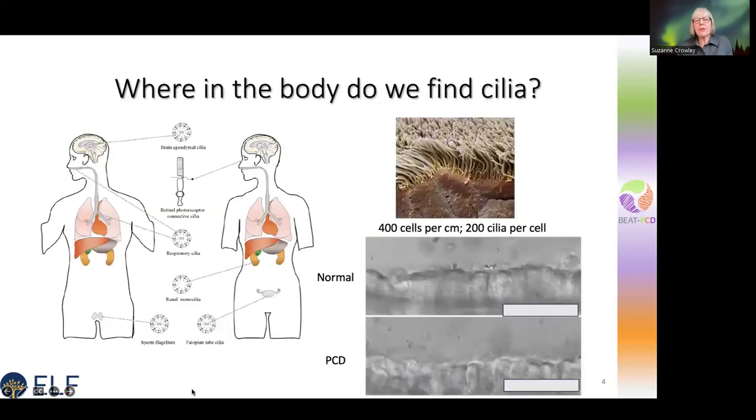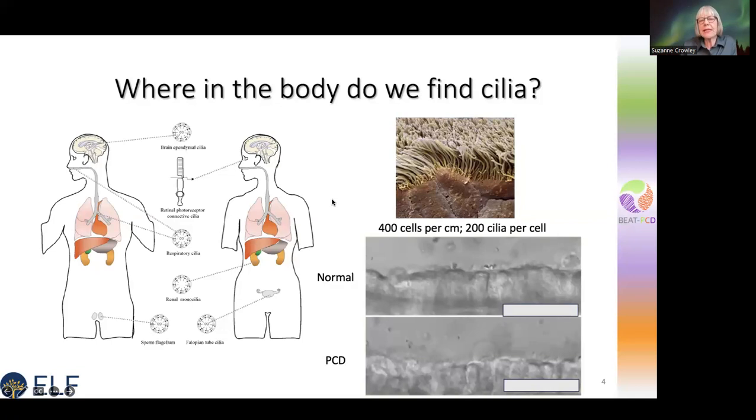So where in the body do we find these cilia? We can find them in the brain. You will all know that we find them in the nose, the sinuses, the middle ear, moving down into the lower airways. The sperm, in fact, are a type of cilia. And we also have cilia in the oviduct. The oviduct is the tube that goes from the ovaries down to the womb or the uterus.